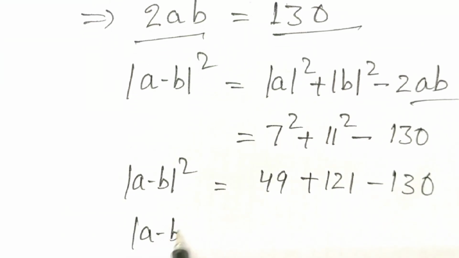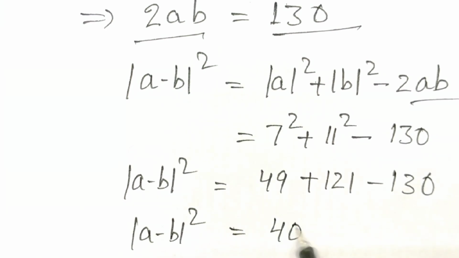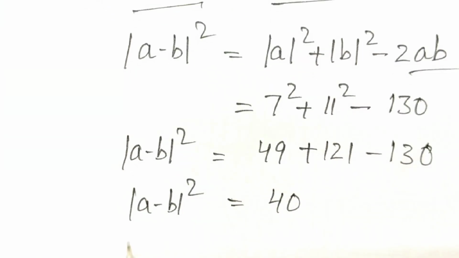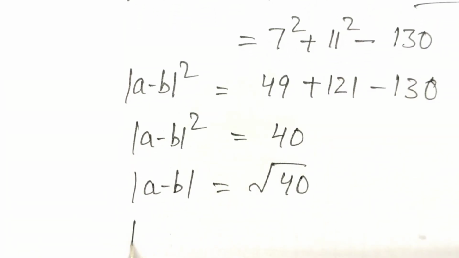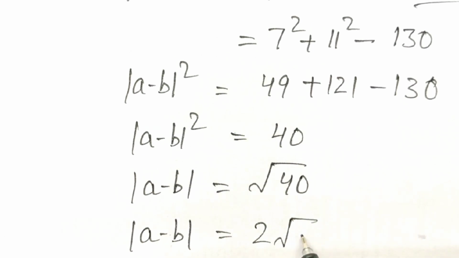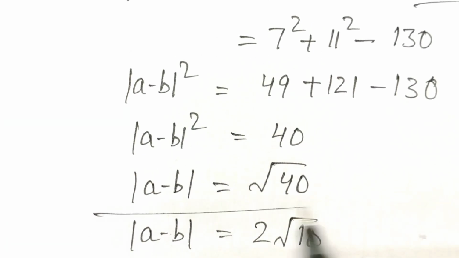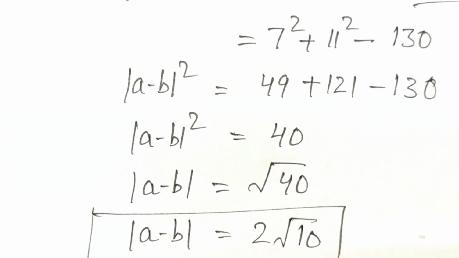So |A − B|² = 40, right? So |A − B| is equal to square root of 40. Fine. So |A − B| is equal to 2√10. Okay friends, thank you.